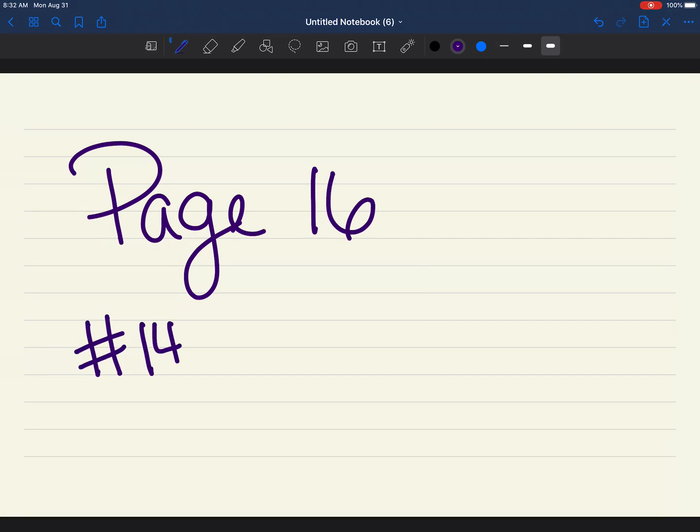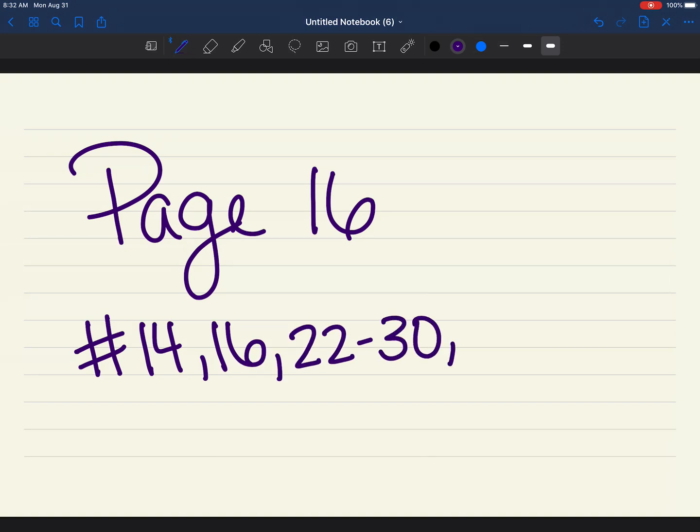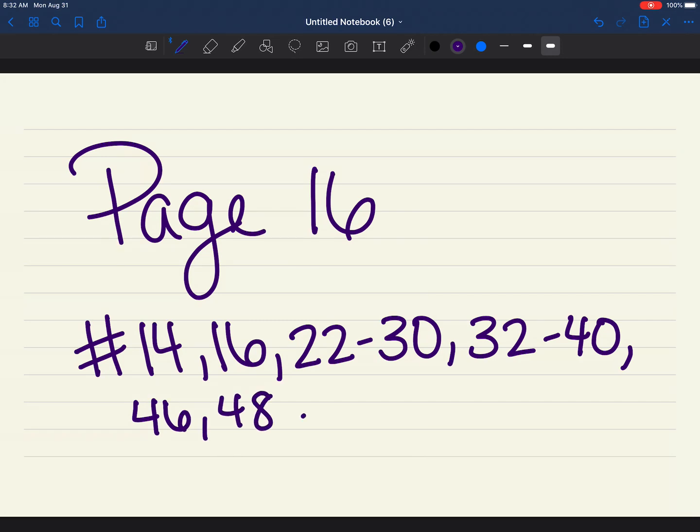Okay, now we're going to be on page 16. Make sure you write down these numbers correctly, okay? So 14 and 16, 22 through 30, 32 through 40, 46, 48, evens only. Make sure we're not doing the odds, all right? Bonus today will be number 66 and 70.